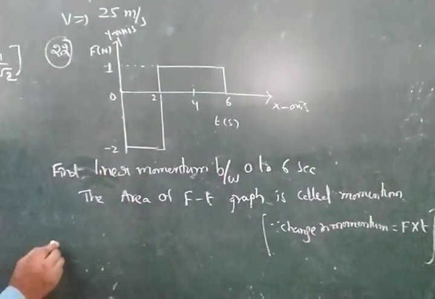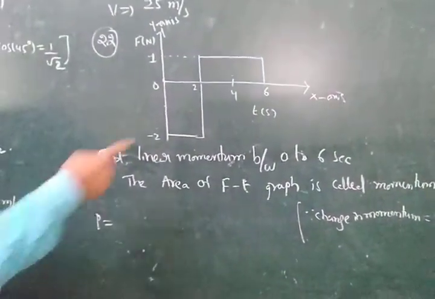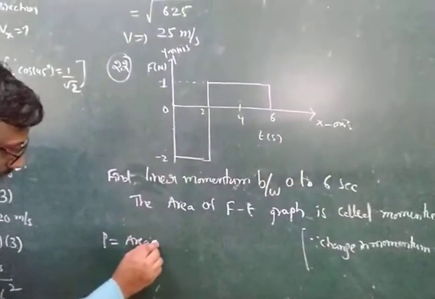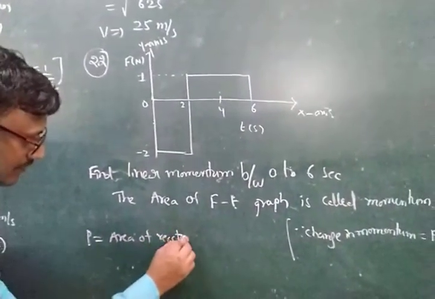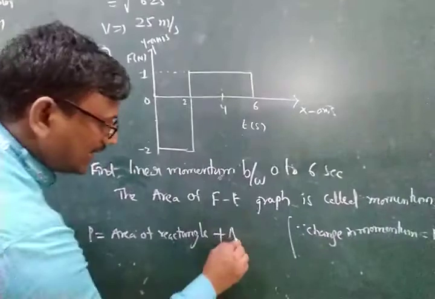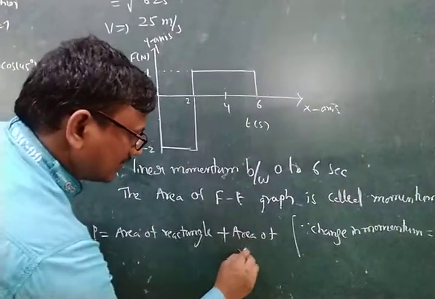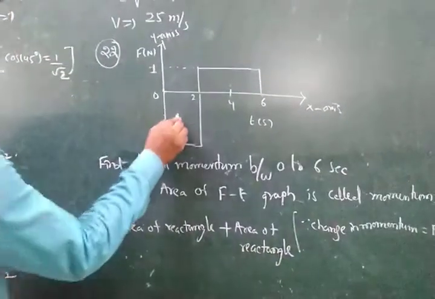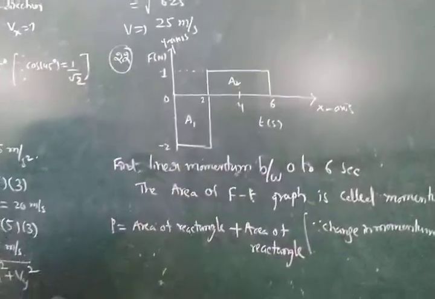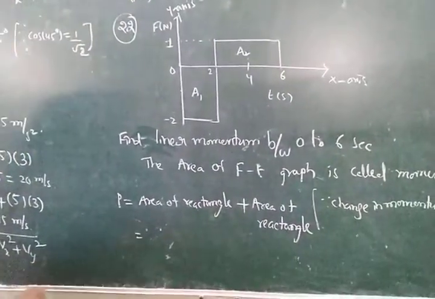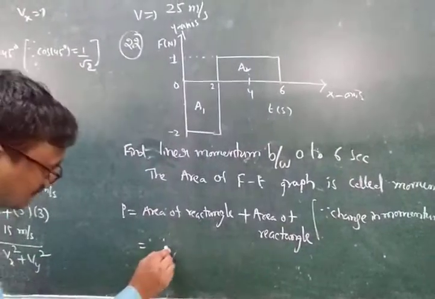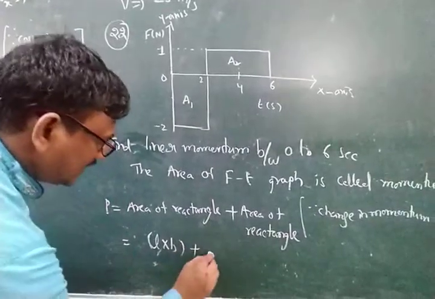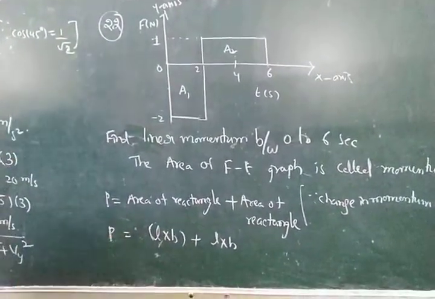We can write the linear momentum P is equal to area of rectangle plus area of rectangle, considered A1 and A2. Now area of rectangle, what is the formula? Length into breadth, but this one is negative, so minus, plus here also length into breadth. The total is equal to the momentum.